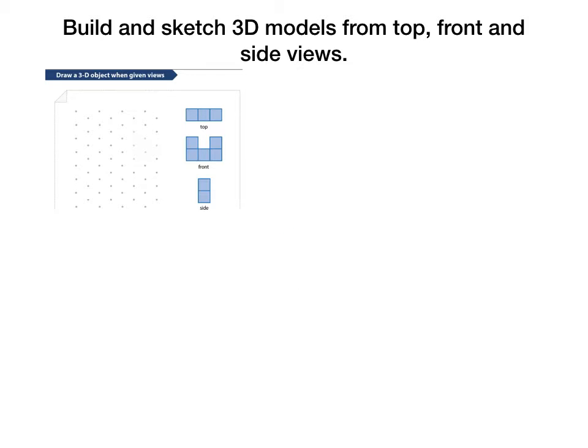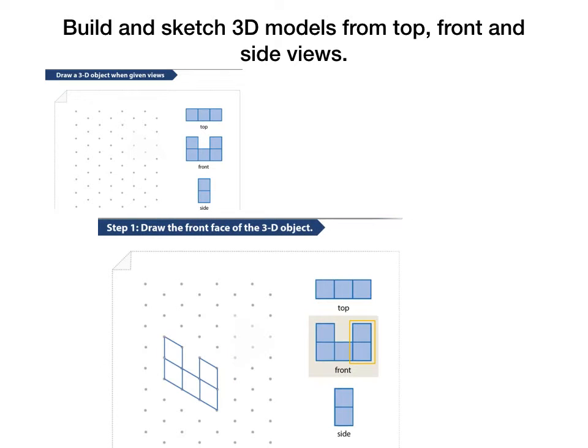So how do we do this for a more complex 3D model? Here we have a more complex 3D model where we're given the top view that's got 3 blocks. We're given the front view which has got 5 blocks, and then we're given the side view that has got 2 blocks. So the first step is to draw the front face of the 3D object.